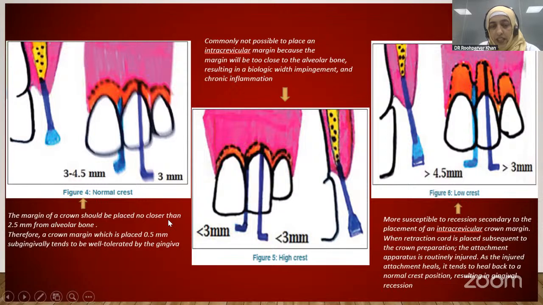In high crest patients, we see less than 3 mm of the interproximal measurements, okay, and less than 3 mm of the mid-facial measurements. So in this case, it is not possible to place an intracrevicular margin because the margin will be too close to the alveolar bone, resulting in biological width impingement and chronic inflammation. In normal crest, we can place a margin no closer than 2.5 mm of the alveolar bone. So therefore, a crown margin is placed 0.5 mm subgingivally, which tends to be well tolerated by the gingiva.